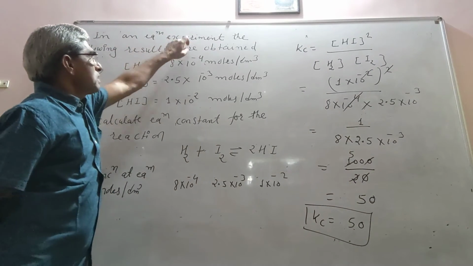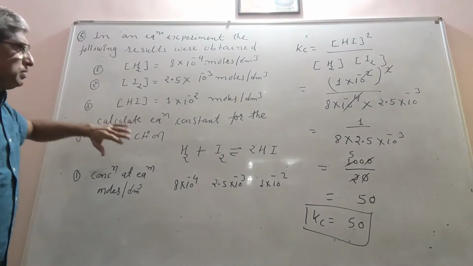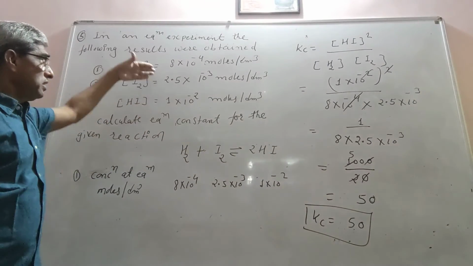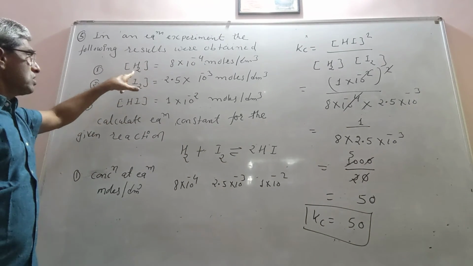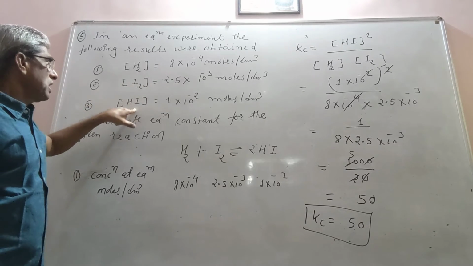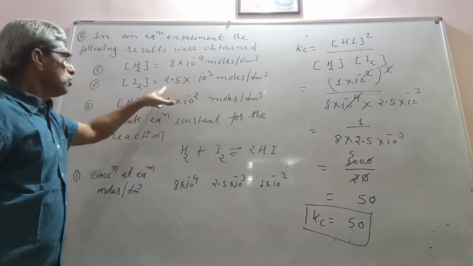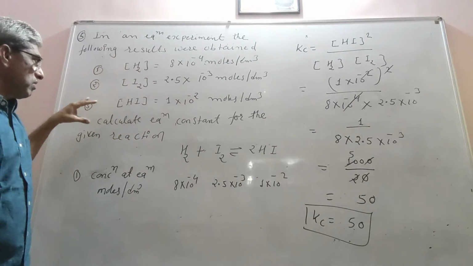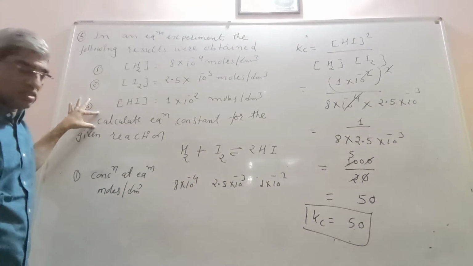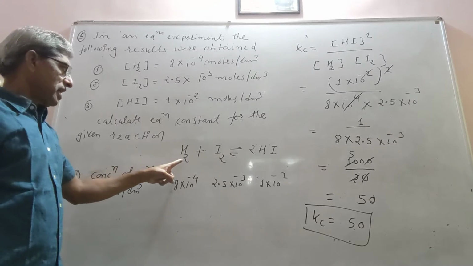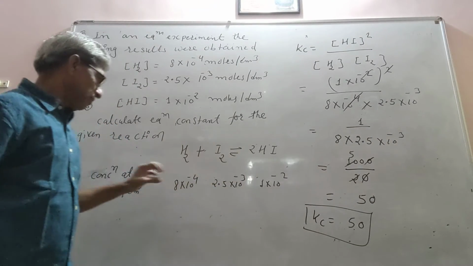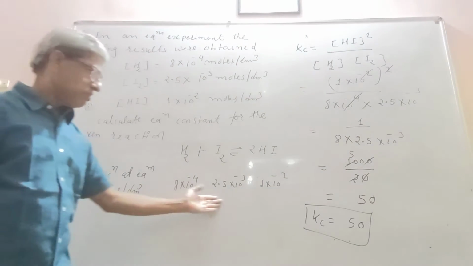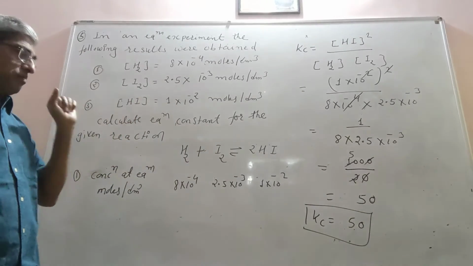In an equilibrium experiment, the following results were obtained. It means the results are directly given. H2 reacts with I2 to form HI, and then equilibrium concentrations were obtained. Concentrations of H2, I2, HI are 8 into 10 raised to minus 4, 2.5 into 10 raised to minus 3, 1 into 10 raised to minus 2 respectively. And from this our aim is to calculate the equilibrium constant. Then we write the reaction H2 plus I2 gives twice HI. Then the concentrations at equilibrium in moles per dm cube are given. We write these concentrations from the given information.